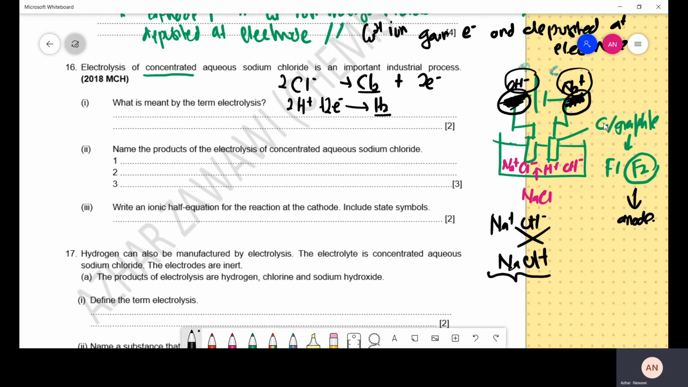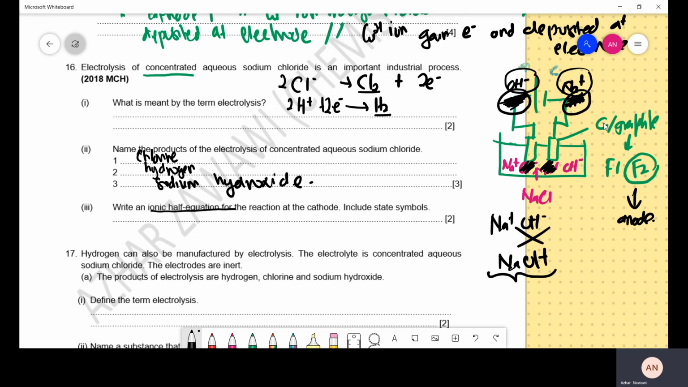So what is this, teacher? This is the one that was left behind. This one gone, this one gone, the ones left are Na+ and OH-. So you have sodium hydroxide in the electrolyte. So the products here are chlorine gas, you need to write down the name chlorine, and hydrogen gas, and you also produce sodium hydroxide. That is also a product, in the electrolyte.